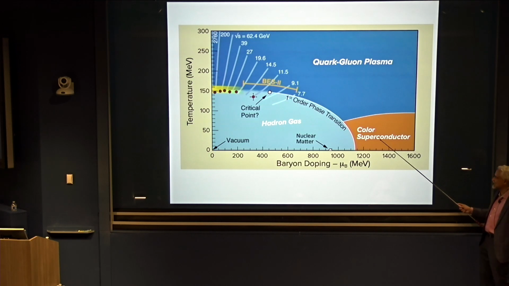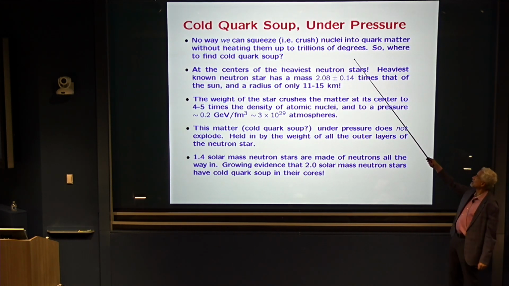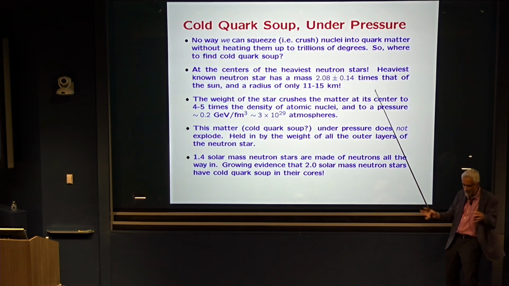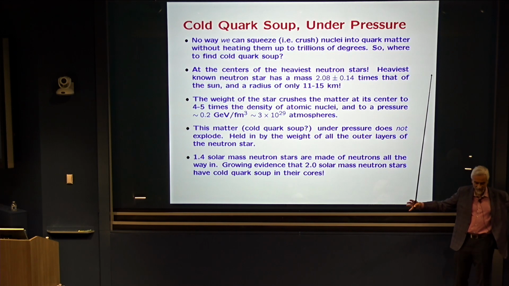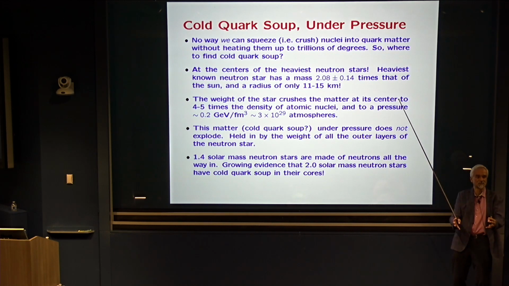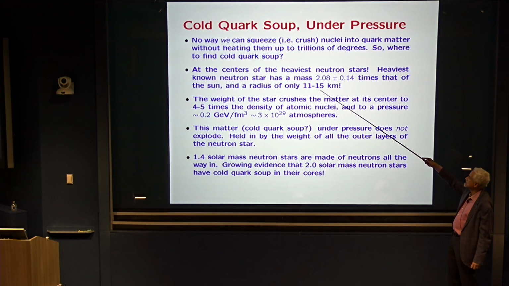And so I want to end by giving you a sense of how you learn something about cold quark soup. How can you squeeze matter to so high density as to crush the protons into a soup of quarks without heating it up? If you go and collide nuclei at the LHC, you crush the protons, but you heat them up to an enormous temperature. We can't do this in the lab, but the only way we know that nature makes matter at enormously high densities and low temperatures is to build a neutron star.